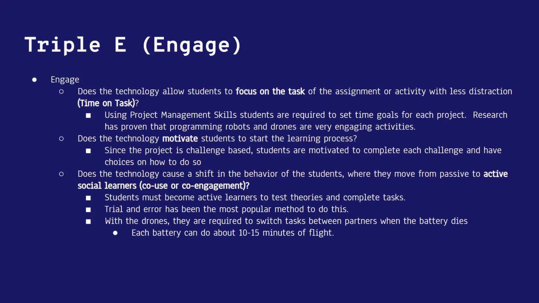One thing I'd like to note in here is it says, where does the technology cause a shift in the behavior of students, where they move from passive to active social learners? So I actually have the problem where when we're flying drones that everybody wants to do it at the same time, and partners kind of fight about whose turn it is. So we developed this battery technique where each student is in charge or the leader as long as they're using the battery, and then they have 10 to 15 minutes of flight for each one.